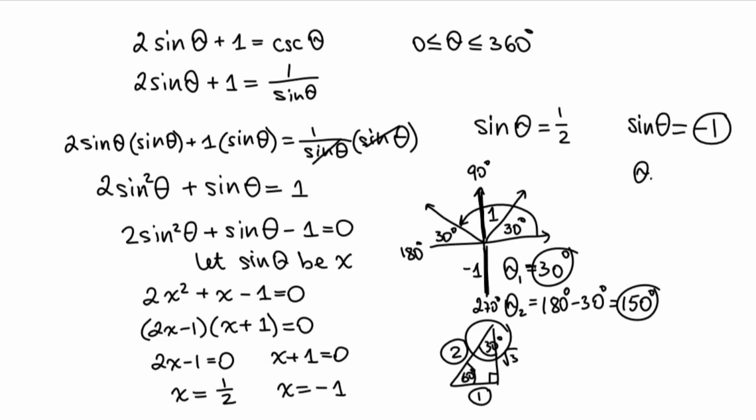So from here, theta 3 will equal 270 degrees. So this equation has 3 solutions. Even though it's a quadratic equation, one of the solutions falls right on the axis angle of 270, and there's only one possible solution to the sine ratio of negative 1, and it's 270. The other 2 angles are 30 and 150 on the interval between 0 and 360.